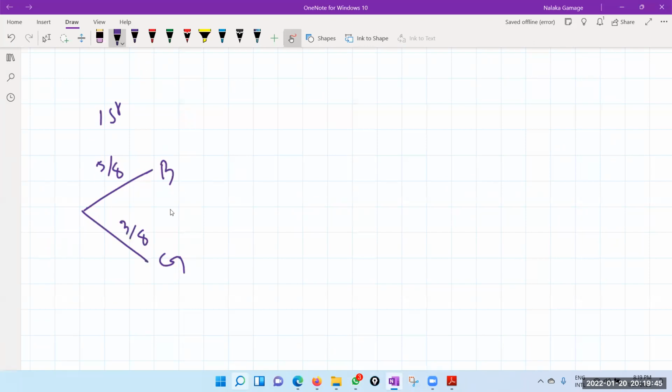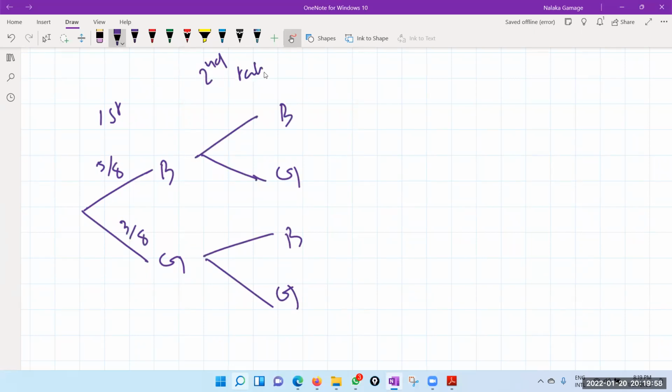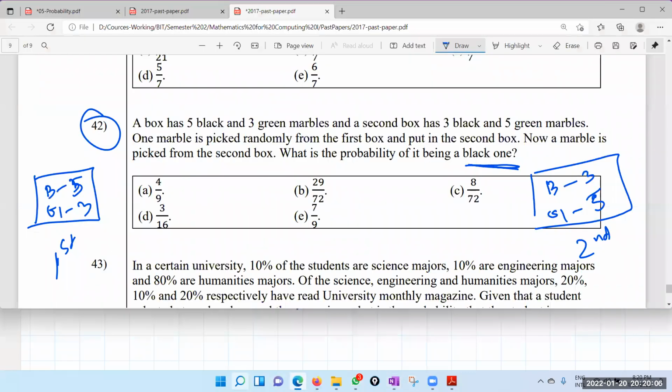Three out of 8. Then we have the second take. Again, there are two possibilities. Black, green, black, green. This is the second take. Now we are taking from the other bag. And the first ball is now in the second bag.